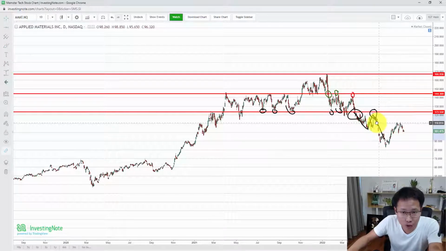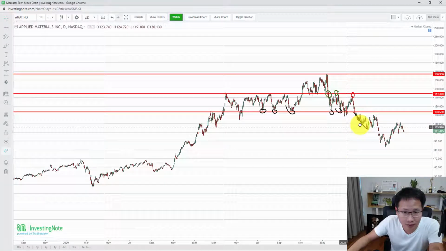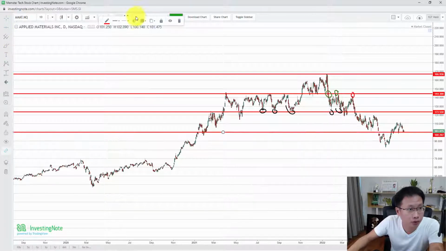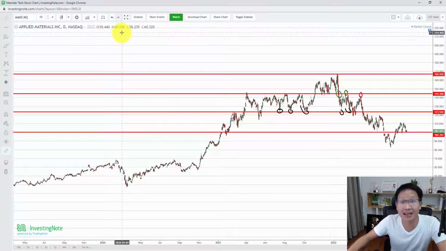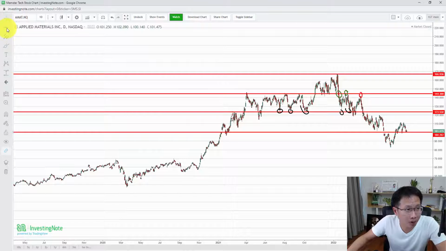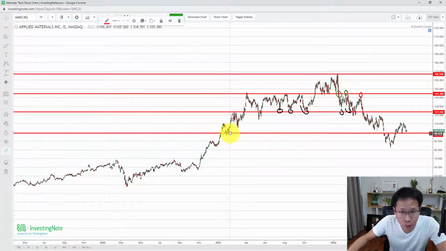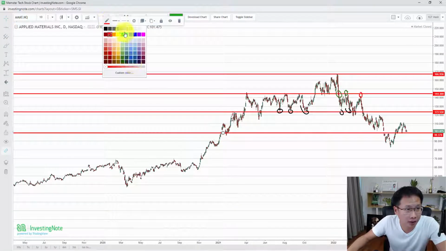All right, and let's see if you can draw one more line right here, I think about the 100. Definitely one of these lines. I think this would be the 100 level here. Okay, so that would be a support level. Why? So I say 100 would be a psychological support level. So let me just turn this to green in color, all right, green in color.